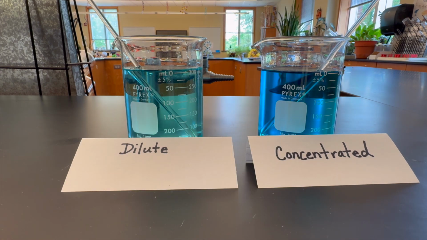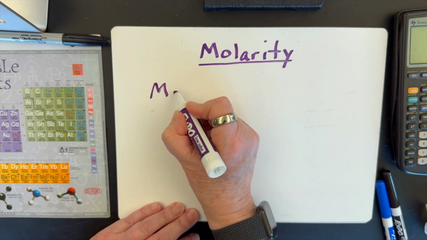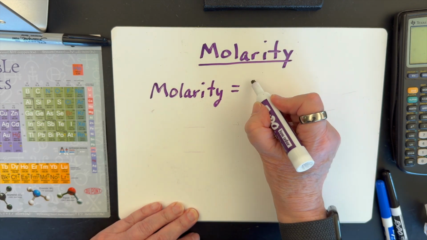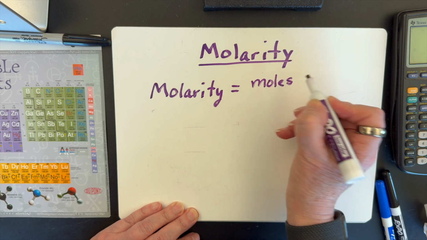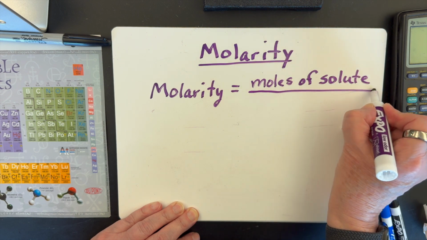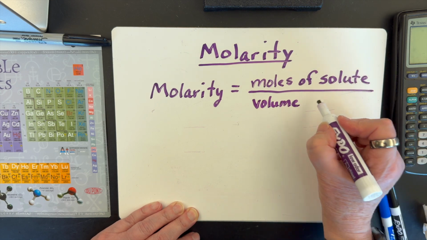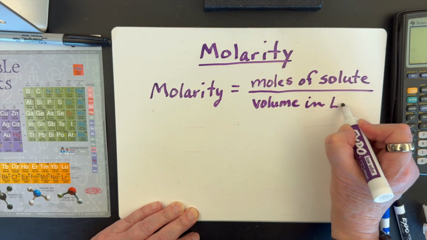And there's a mathematical way to calculate that concentration and to express what is in those solutions and how much is in there. To express the concentration of a solution, we use something called molarity. And the molarity of a solution can easily be calculated by taking the moles of your solute, the thing you're dissolving, divided by the volume of the entire solution in liters.